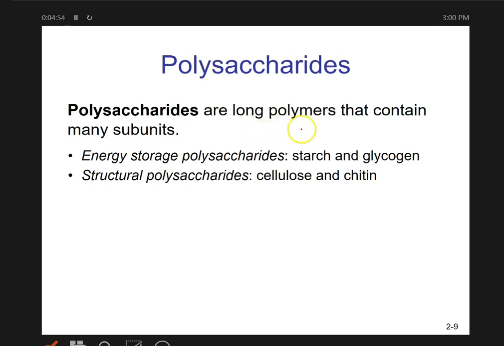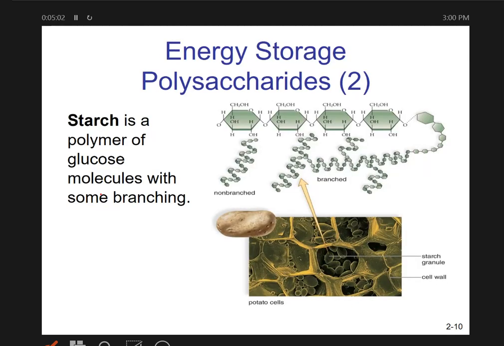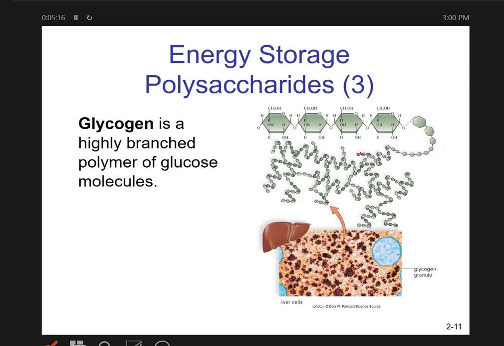Polysaccharides, of course, are long chains of monosaccharides, and here they are for 2 functions: energy storage or structural. Okay, here is the energy storage, the first one of the polysaccharides, which is starch. It's a polymer of glucose, with just some branching, otherwise it's kind of a straight chain, okay? So here is glycogen. Glycogen is another polysaccharide. Animals store energy in the form of glucose as glycogen. Plants store glucose in the form of starch, okay? This is a branched polymer of glucose molecules. These are very highly branched.